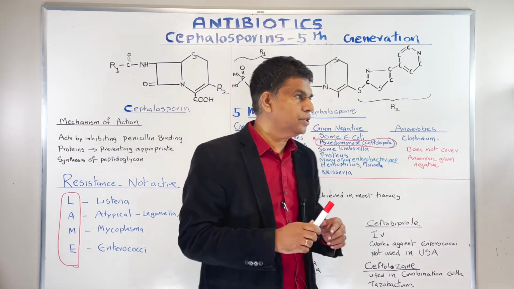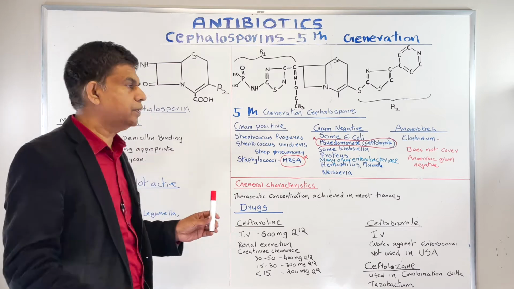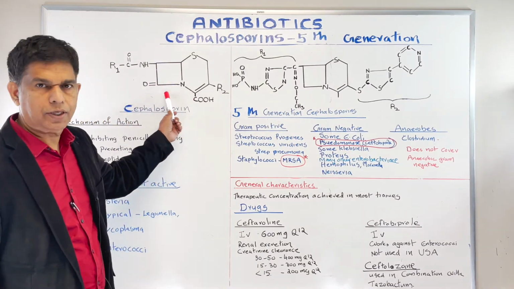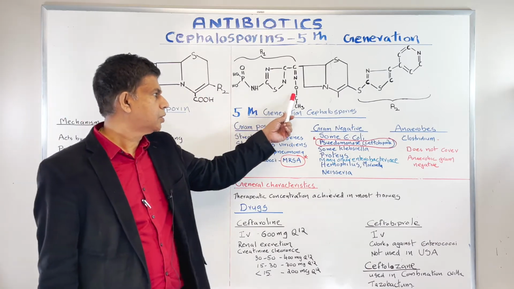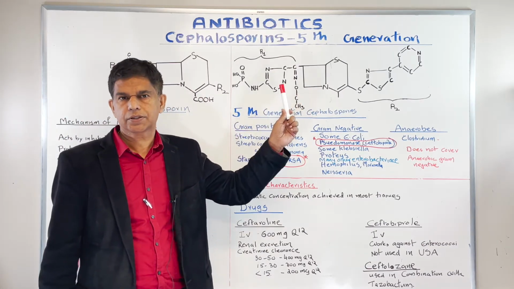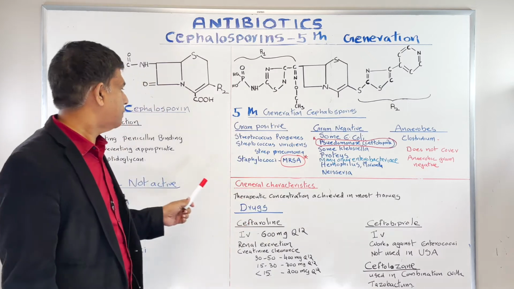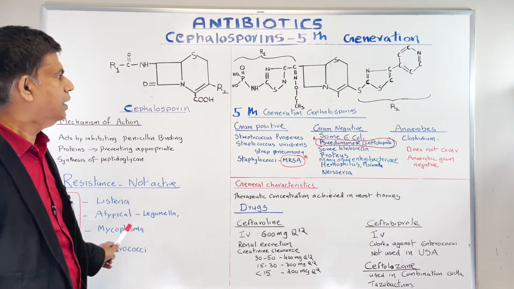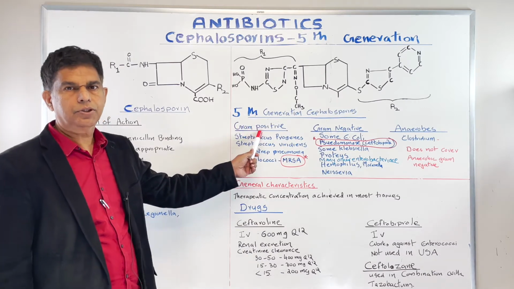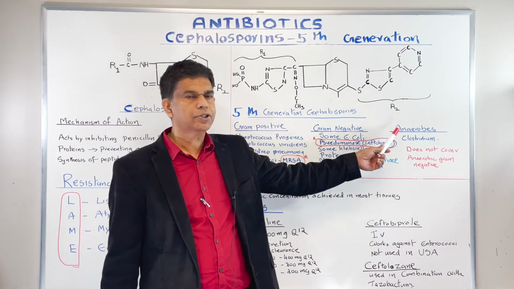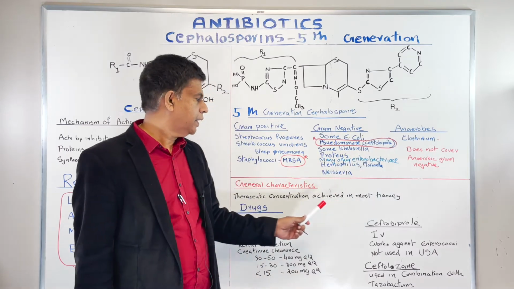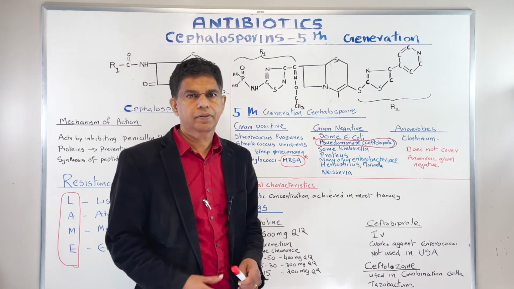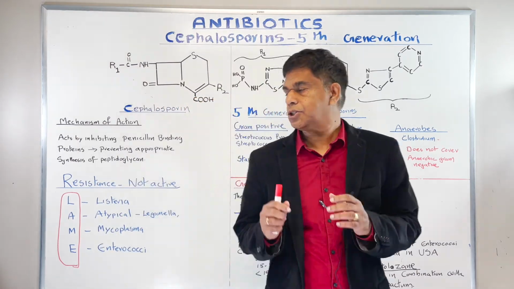Okay, let's take a step back and see what's our plan for today. We're going to talk about the cephalosporin, the structure of the cephalosporin, and then we're going to look at the structure of the 5th generation cephalosporin. And then we're going to look at the mechanism of action and some of the resistance. And then we're going to talk about the gram-positive coverage, gram-negative coverage, and the anaerobic coverage. And then we're going to look at the most important drug in that category. Okay? Again, let's start with the structure.